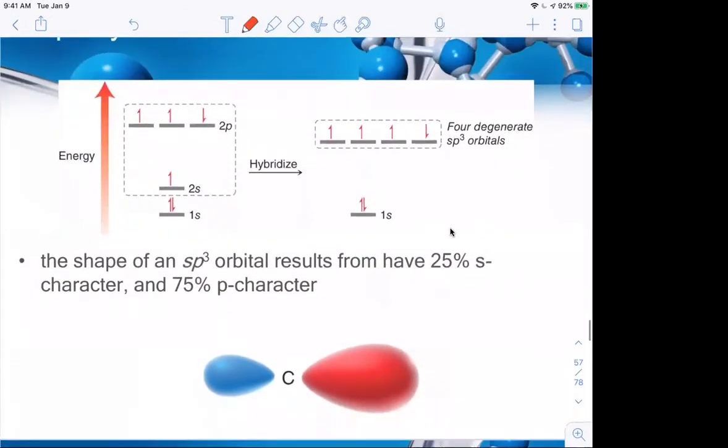Now, here's an important thing. 1 out of the 4 results in an S. It comes from an S, right? So I have an S, I have 3 P's, so I have 25% S character, 75% P character, because I have 1 S and 3 P's. If that totals 100, 1 out of 4 is 25%, 3 out of 4 is 75%. So I'm going to have more P character than S character, which is why this looks a little bit more like a P orbital.